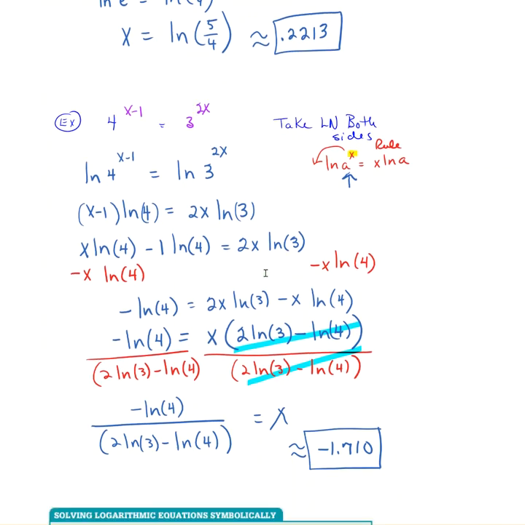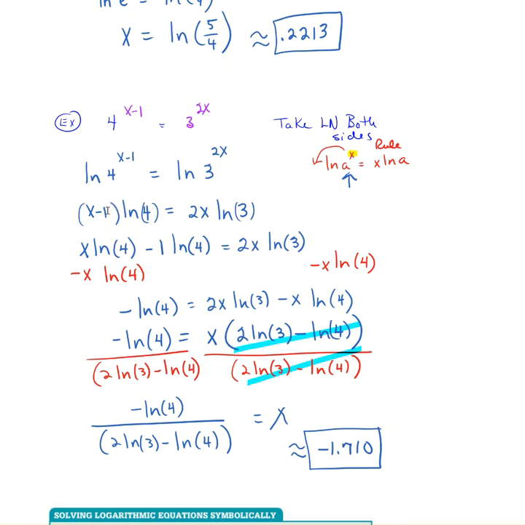Now, for this one, there's another rule. Ln of a to the x, that's for every base except e. All that lets you do is bring that power to the front. Remember that power rule. So we have 4 to the x minus 1 equals 3 to the 2x. We're going to still take the ln of both sides. And then we've got to bring the powers to the front. So x minus 1 comes to the front. 2x comes to the front.